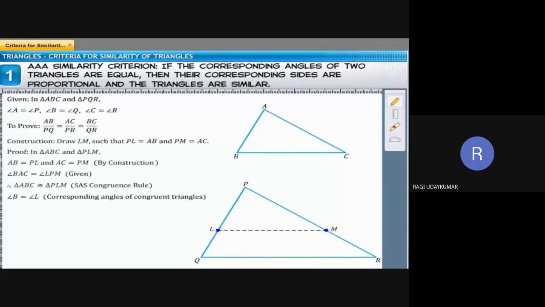When the two triangles are congruent, we are going to get angle B equals angle L. Angle B equals angle Q is given to you, and we have proved that angle B equals angle L. So how can you say angle B equals angle L?